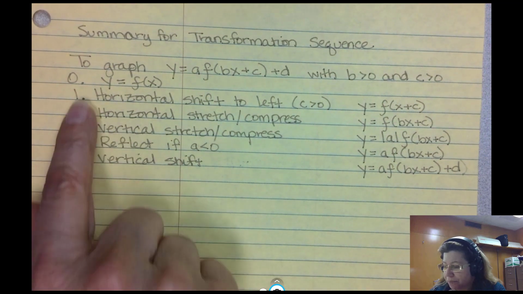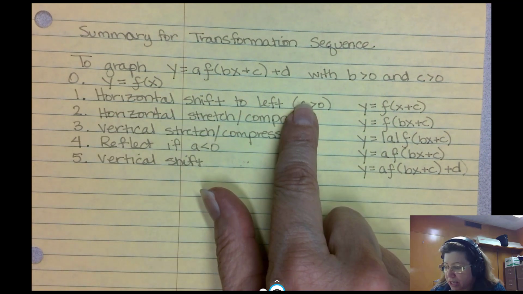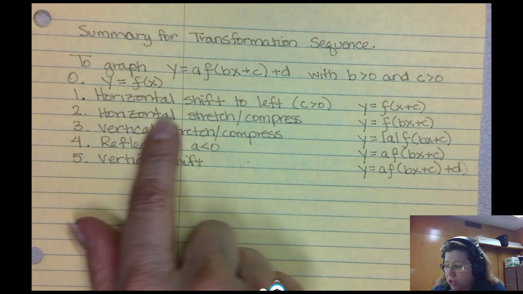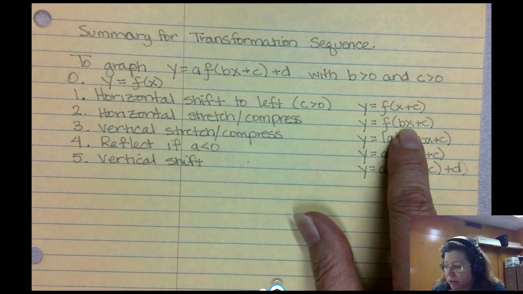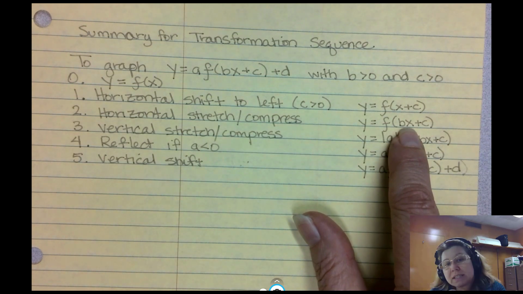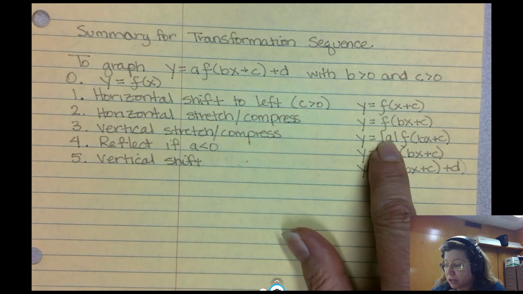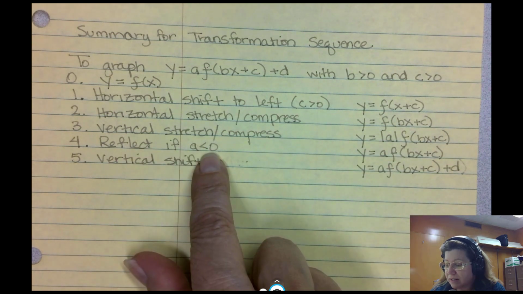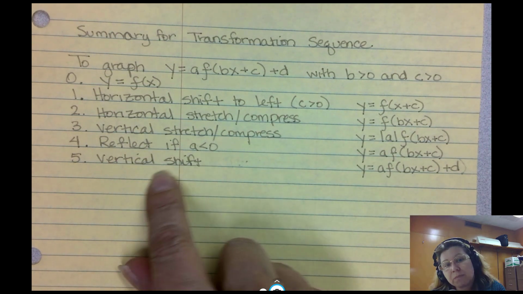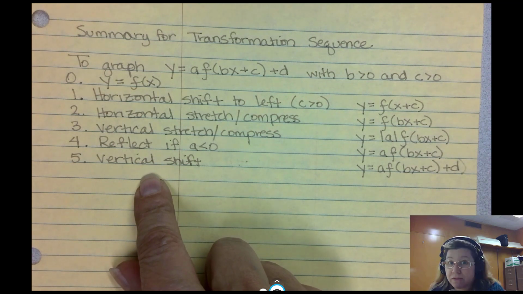So once again, horizontal shift, that's your C, left or right. Horizontal stretch, that's going to be your B value. If your B value is negative, then you'll want to do a reflection as well. Then you do your vertical stretch and compression, that's your A value, and then reflect if it's less than 0. And then you do your vertical shift.